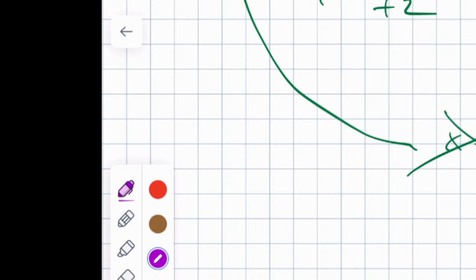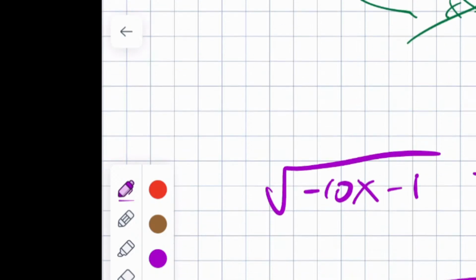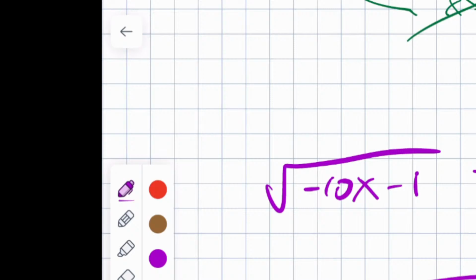You don't square everything right now. Okay, so let's move the 3x over. Always isolate the radical. So then you're going to get negative 10x minus 1 equal to negative 3x. You isolate the radical first. And then you can square both sides, yes, but we're going to show why later.